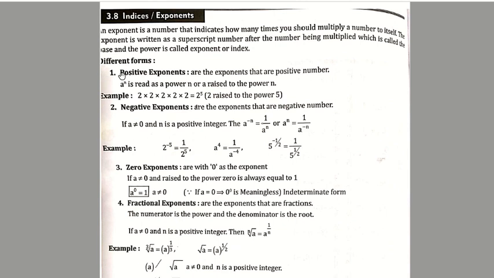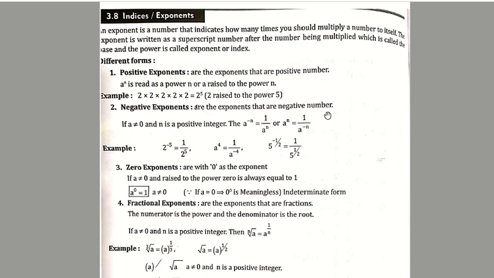So the next topic is indices or exponents. An exponent is a number that indicates how many times you should multiply one number by itself. There are basically different forms. Positive exponents are the exponents that are positive numbers. A to the power of n is read as A raised to the power n. For example, if you have 2 to the power of 5, this 5 is nothing but the exponent.